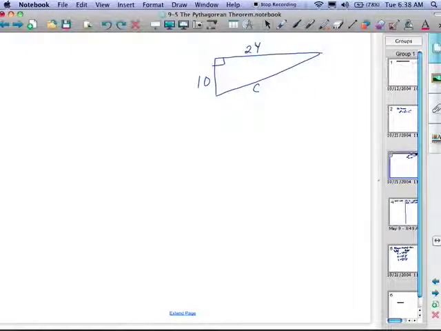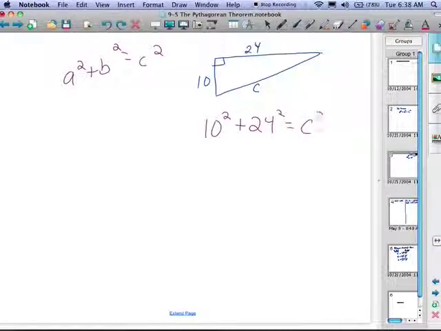On this board, we have a right triangle. Notice the little box in the upper left-hand corner of the triangle. It tells us it's a right triangle. We know that one of the legs is 10 units, another leg is 24 units, and the hypotenuse is C units. So we're going to be looking for that piece of information. So we're going to substitute in our numbers into the Pythagorean theorem. 10 squared plus 24 squared equals C squared.